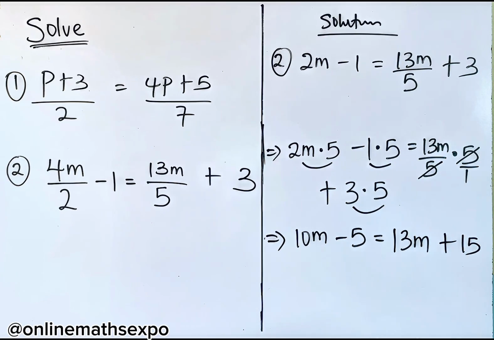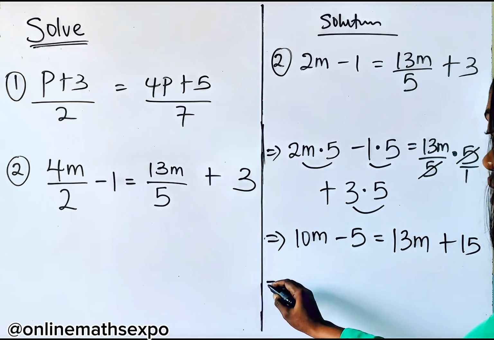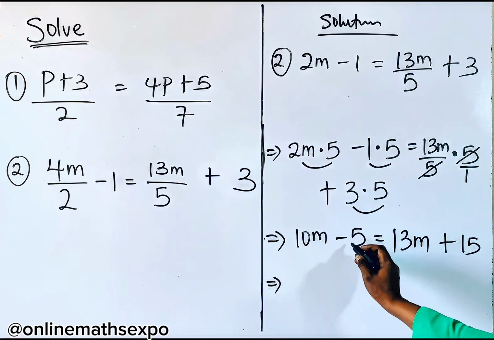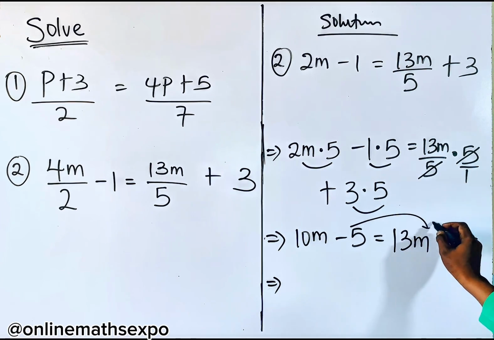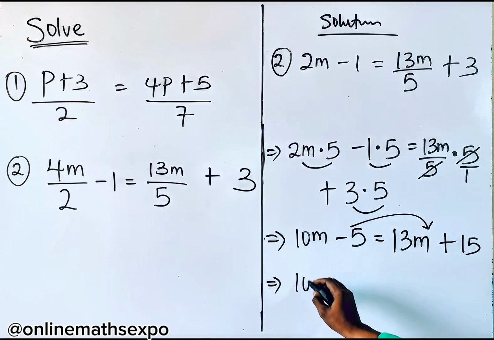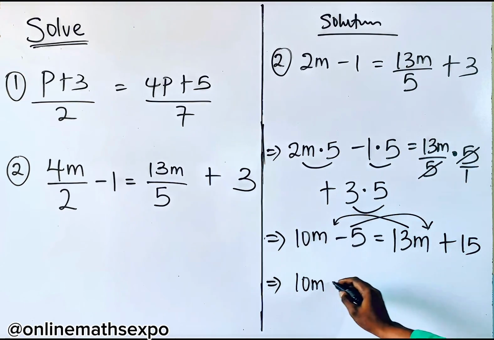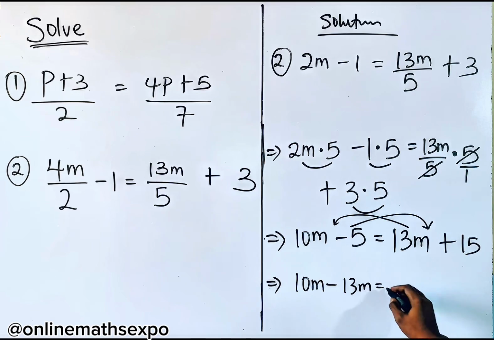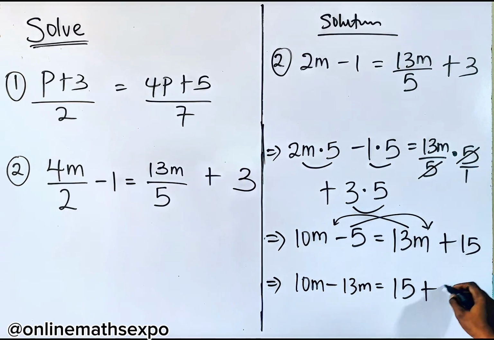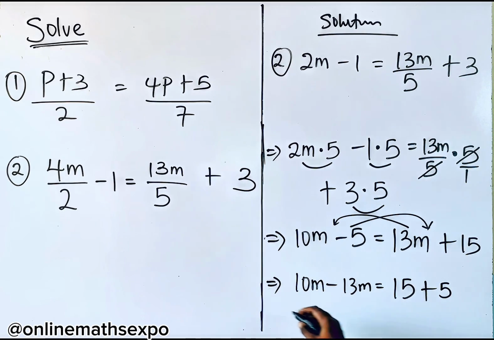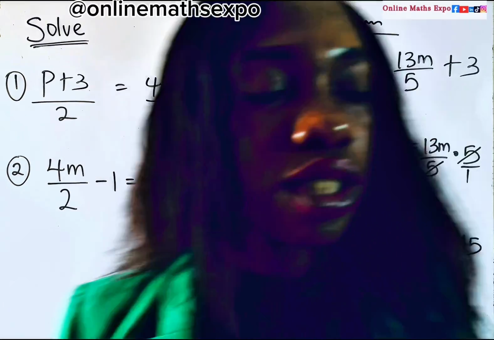So collect your like terms. We're going to take this negative 5 to the right side. We have 10m. Take this 13m to the left side, okay? You have minus 13m is equal to 15. This one will become positive 5. Did you see it? So subtract this, you have negative 3m. Add this up, it gives you 20. So we conclude here.